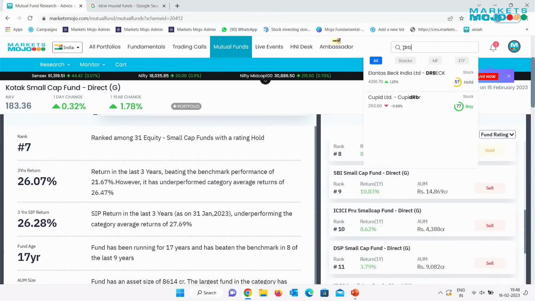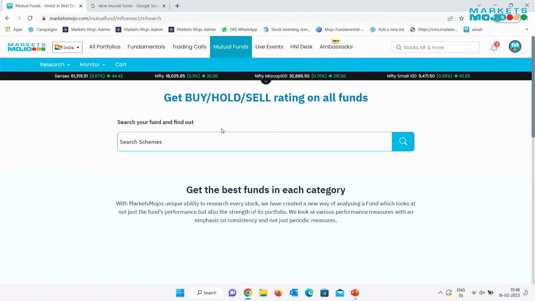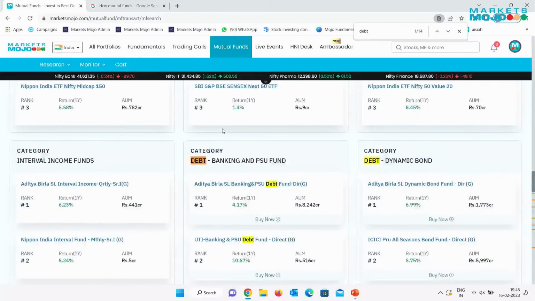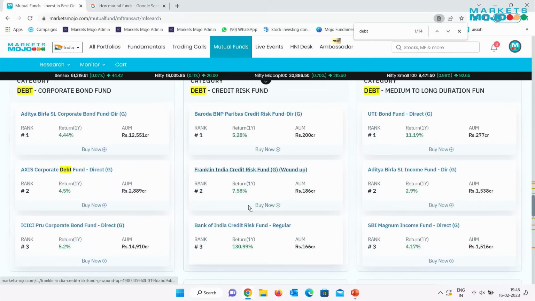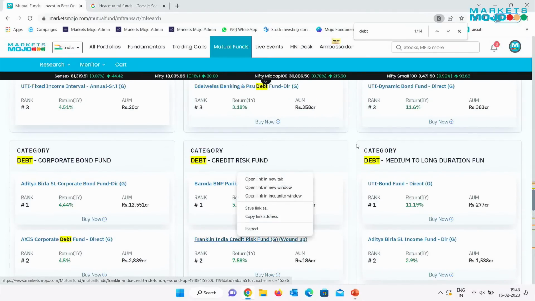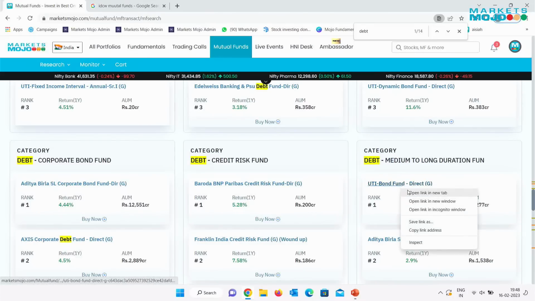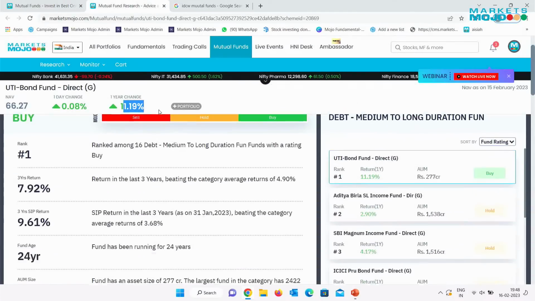Okay, so I'll just go to research any mutual fund. It also depends on the category of debt funds. If you're looking at a very simple overnight fund, then it won't be possible. But if you look at, let's say, this particular Franklin India Credit Risk Fund, or I'll take another one actually, let's say this one, UTI Bond Fund Direct. This has given 11% return, and FD doesn't give that much.